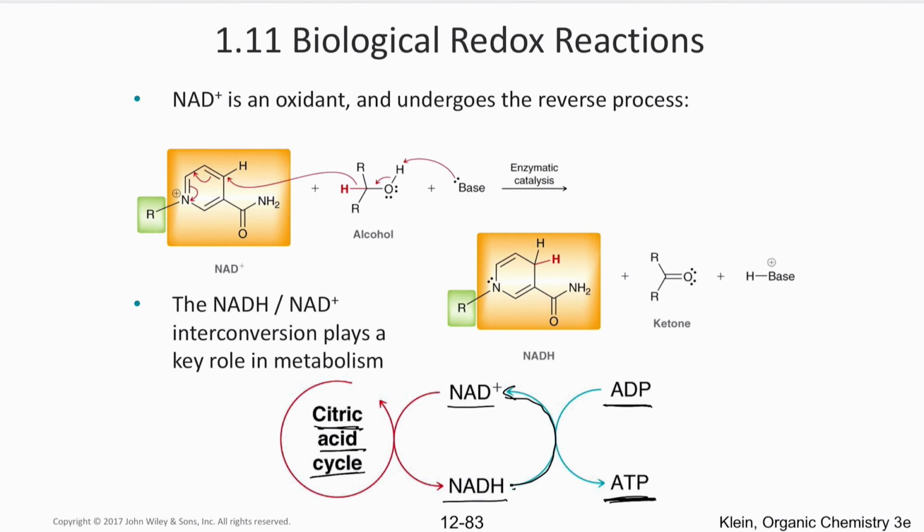It plays a key role in metabolism. We will discuss a lot more of it at the end of organic chemistry when we discuss metabolic processes, including the citric acid cycle. One of the most common processes of conversion from NADH to NAD+ is in the metabolism of lipids. And you might also see this in the citric acid cycle, where you metabolize sugars.